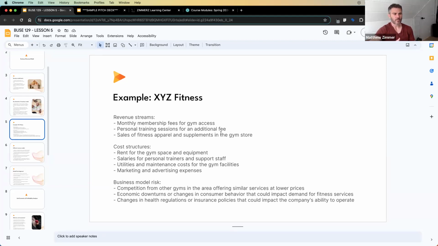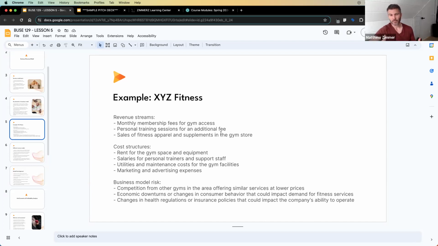Now, we've got costs. Because we're a physical space, not an online space, we've got the rent for our space and our equipment. We've got fixed costs of salaries for trainers and support staff. Maybe those are fixed costs, maybe they aren't. We could model them out. It might be something like support staff we pay monthly, and maybe personal trainers get paid based on the amount of lessons they do or something like that.